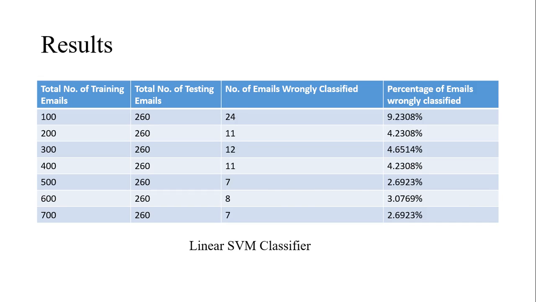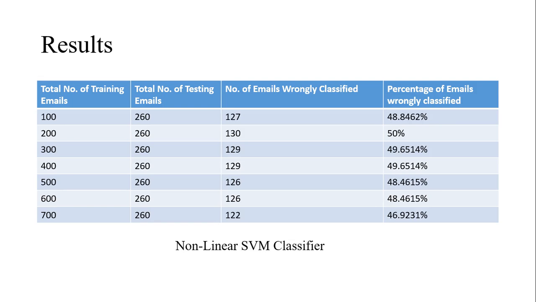Let us look at the result for the linear SVM classifier. The linear SVM classifier performs poorly when the number of training emails is limited, but as you increase the number of training emails, its performance is almost equal to that of the naive Bayes classifier. As you can see, there is a drop in the percentage of emails wrongly classified from 9.23% to 2.69%.